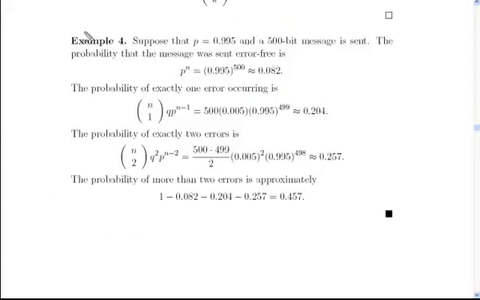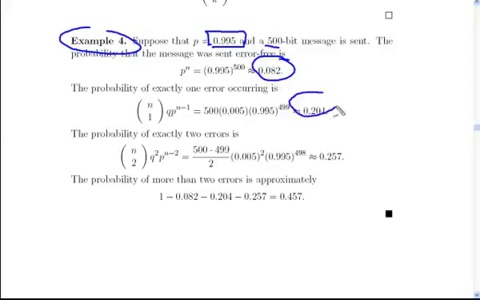All right, it's interesting to look at this example 4 because you get some practical probabilities. Suppose you have P equals 0.995. That means 0.5% error on each bit. If a 500-bit message is sent, then the probability that there's no error at all is less than 1 out of 10. The probability of exactly 1 error is roughly 1 out of 5. The probability of 2 errors is roughly 1 out of 4. The probability of more than 2 errors is almost half.